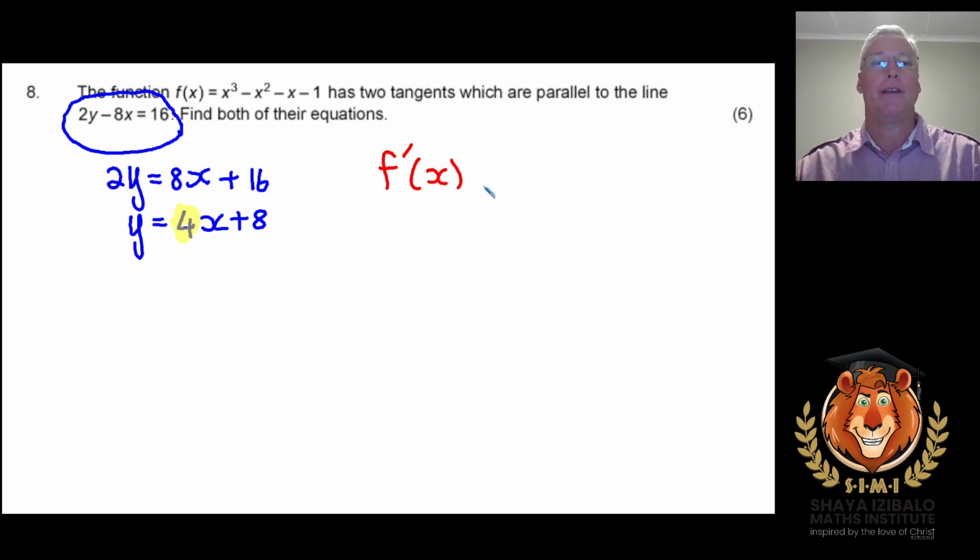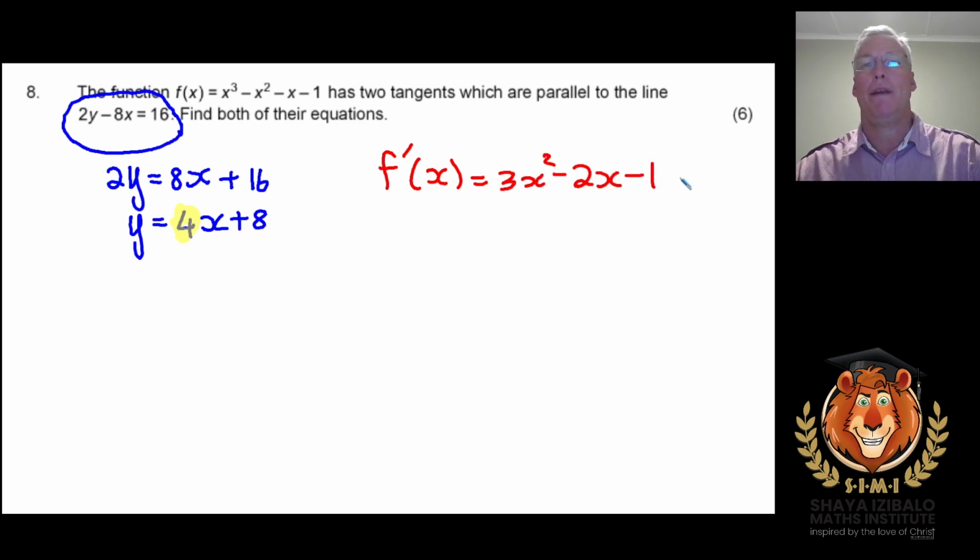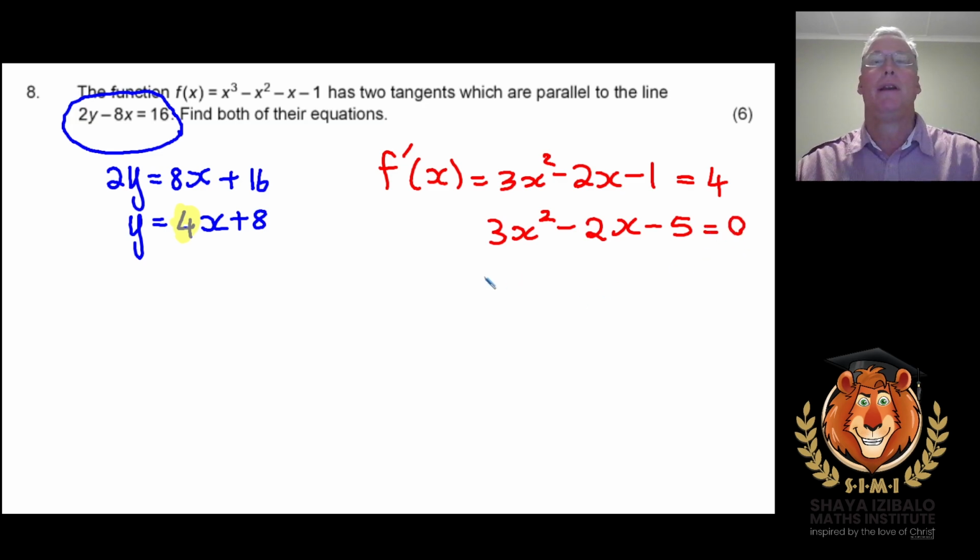f dashed of x equals 3x squared minus 2x minus 1. I'm not trying to find the gradient at 4, so I'm not putting 4 in for the x's. I'm trying to find where the gradient is equal to 4. This equation simplifies to 3x squared minus 2x minus 5 equals 0. It factorizes. Once again, 3 and 5 are prime, so not difficult to factorize.